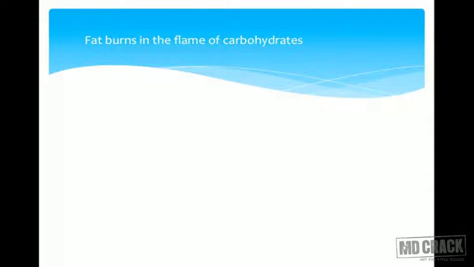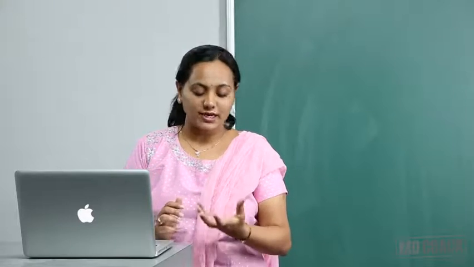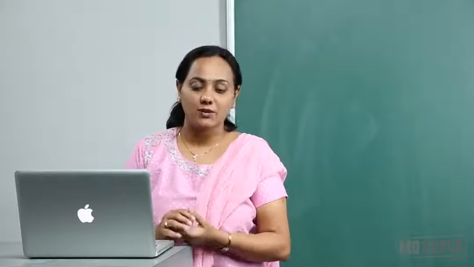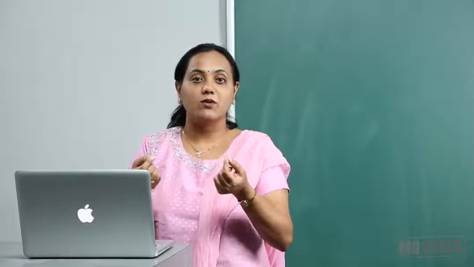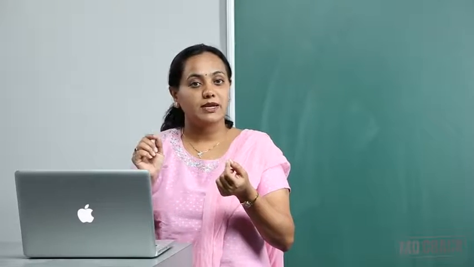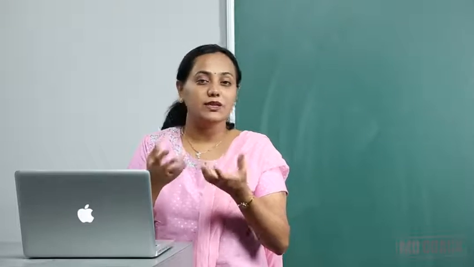Fat burns in the flame of carbohydrates. What do I mean by this? Now if you look at it, suppose I've got a lamp and I've got a wick. I try to burn the wick. What will happen? The wick is made of cotton. Naturally, if I burn the wick, it is going to get burnt within no time.